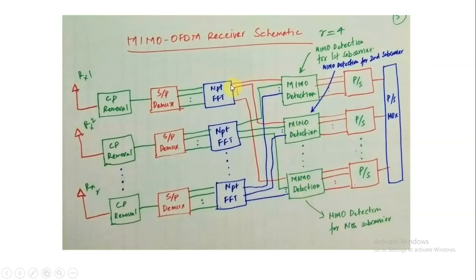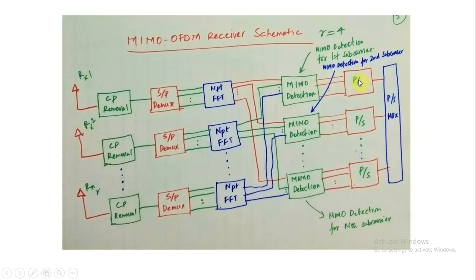So if you see the outputs of this endpoint FFT, the first output goes to this block, the second output is going to this second block, and the last output is going to these blocks. So if we have 256 subcarriers, the first one will be going here, the second one would be going here, and the last one will be going here. So at each MIMO detector, information is extracted from each antenna for all the subcarriers on which symbols are being modulated. So this is the MIMO detection for the N subcarrier.